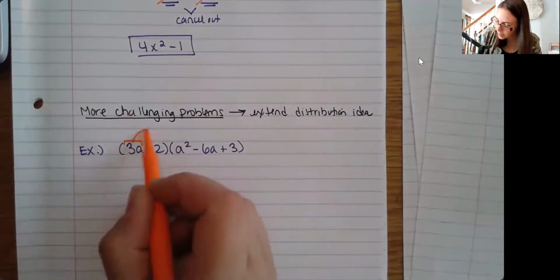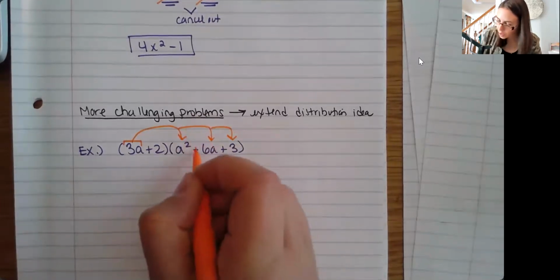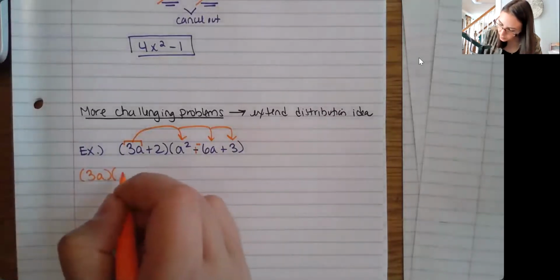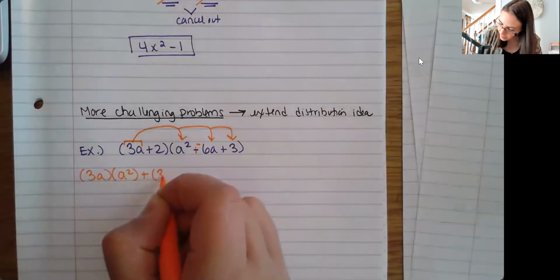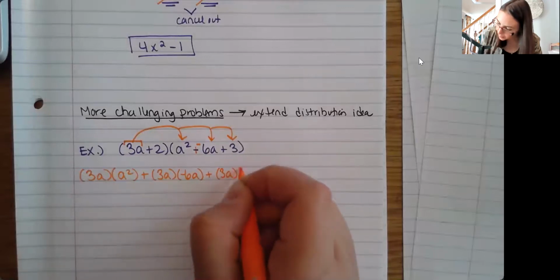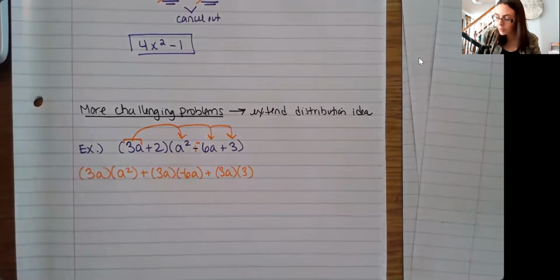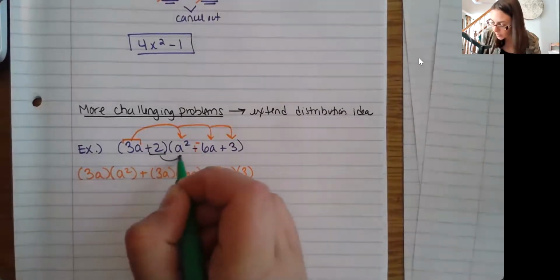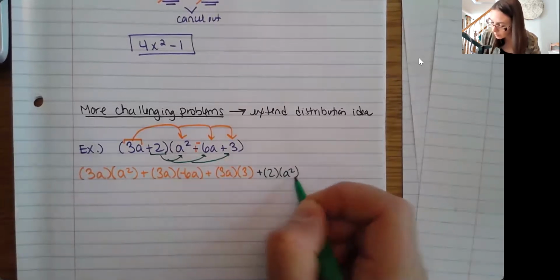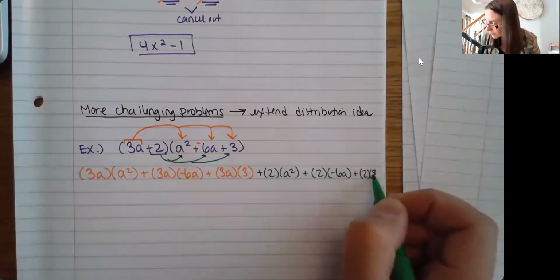So I'm going to take that 3a and multiply it to each of my 3 parts here. And I'm also going to change my sign over so I don't forget it. So I have 3a multiplied by a squared, and then 3a multiplied by -6a, and then 3a multiplied by positive 3. Now we're not done. We still have to do the 2. So now I take the positive 2 and do the same thing. Distribute this time to all 3 parts. So I have 2 times a squared, 2 times -6a, and then 2 times 3.